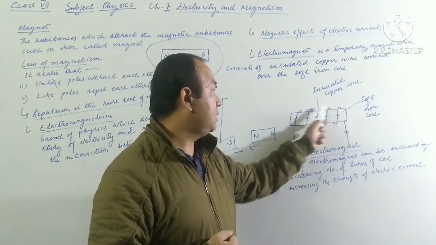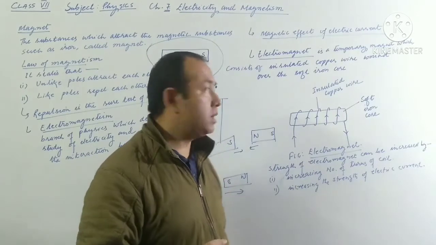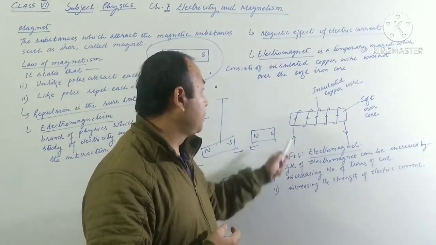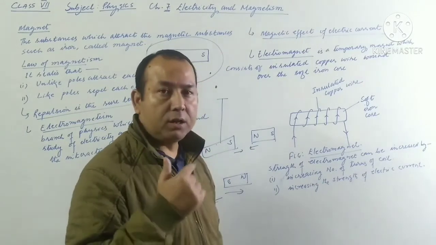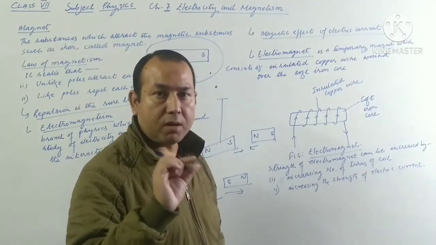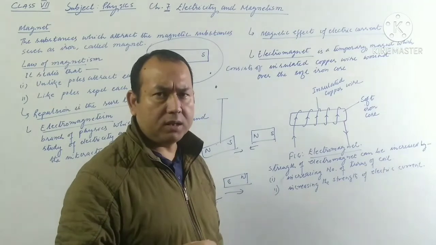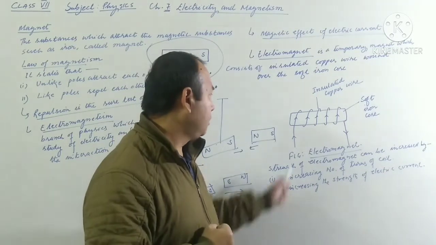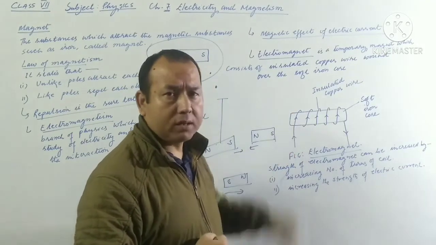I have labeled this as the soft iron core, made up of iron. Then over this iron core comes the insulated copper wire. Insulated means the wire is covered with rubber or plastic. It is never naked. So insulated copper wire is wound over it.